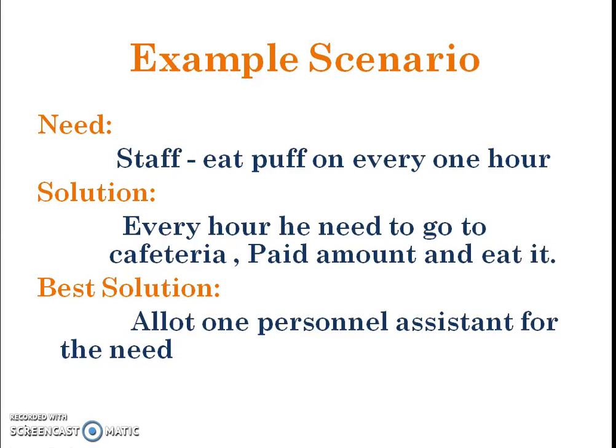But repeatedly, for every hour, going to the cafeteria and paying the amount is somewhat difficult. So the best solution is we allot one personal assistant especially for that job. Whenever the staff needs a puff, he will simply call the personal assistant, and he may or may not give the money. Whenever the staff calls the personal assistant, he goes to the cafeteria, pays the amount for the puff, gets the puff and gives it back to the staff. We are going to compare this example scenario with our function.